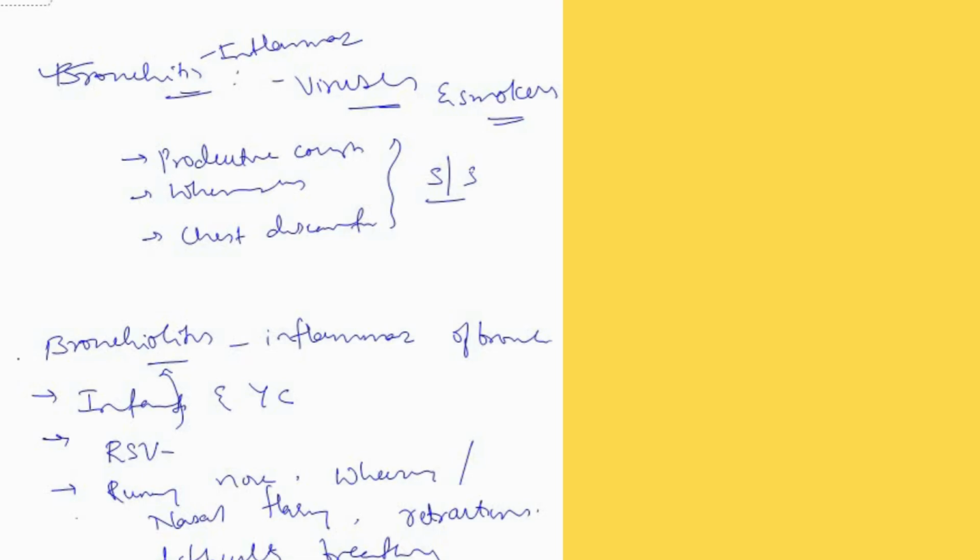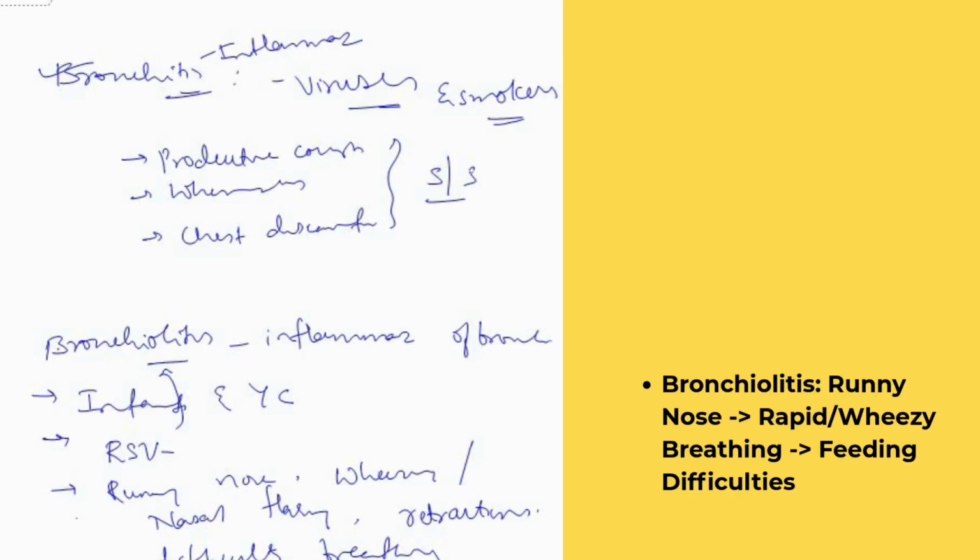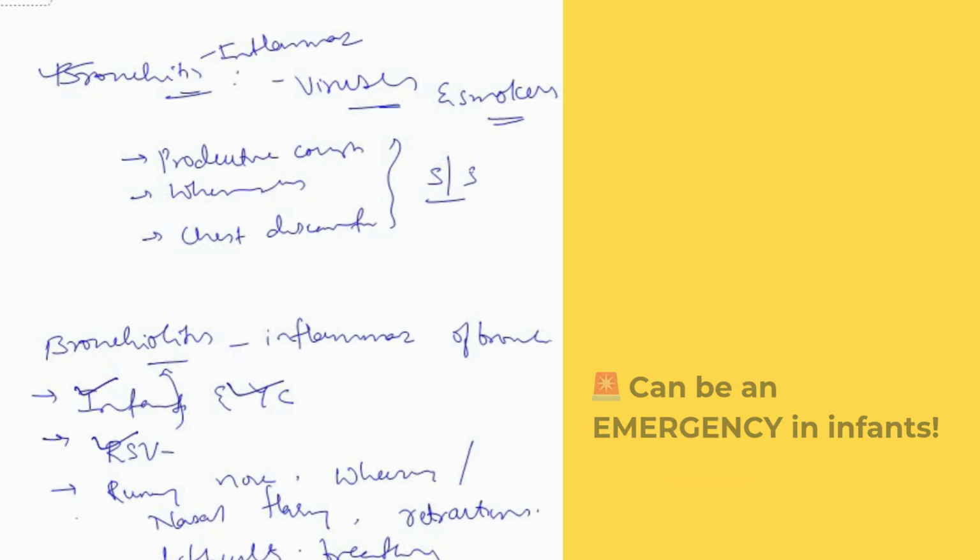Bronchiolitis is the inflammation of the bronchioles. Bronchiolitis is more common in infants and young children. Then bronchiolitis is usually caused by respiratory syncytial virus. Runny nose, wheezing, nasal flaring, retractions and difficulty breathing are the signs and symptoms of bronchiolitis. What do you mean by retractions? Retractions means pulling in chest wall, taking back the chest wall. That is called as retractions. These are the signs and symptoms of bronchiolitis.